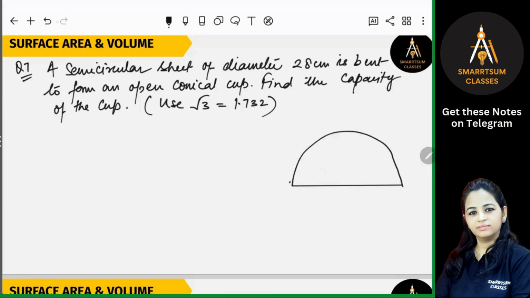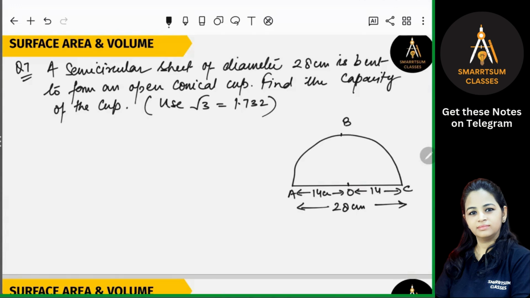Okay, so suppose this is a semicircle. This is a semicircular sheet. This is A, suppose this is B, and this is C, this is O, right? Now, the diameter of the sheet is 28 centimeter. That means this AC is 28 centimeter. So what is the radius of this semicircular sheet? 14 centimeter, right? This is 14, this is also 14.